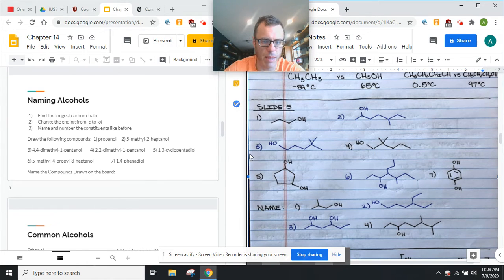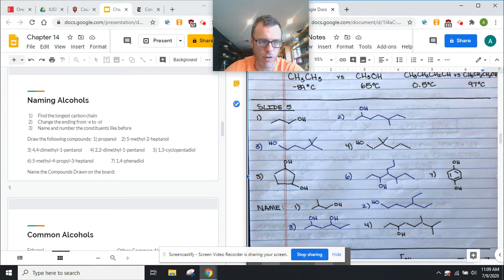5-methyl 4-propyl 3-heptanol. It's a mouthful. Oh, excuse me, number 5, sorry. 1,3-cyclopentadiol. So this is cyclopentane, all right? There's number 1 with an OH group, and there's number 3 with an OH group. Going clockwise, diol means 2 OH groups.